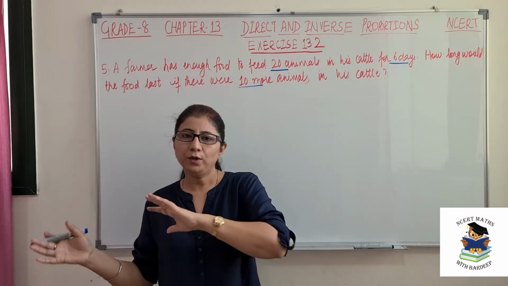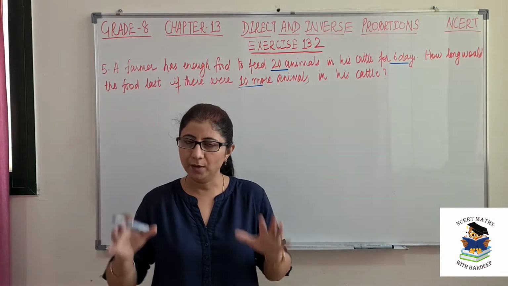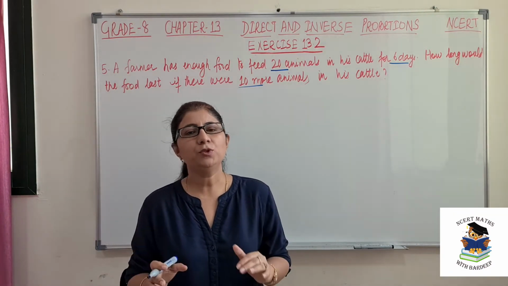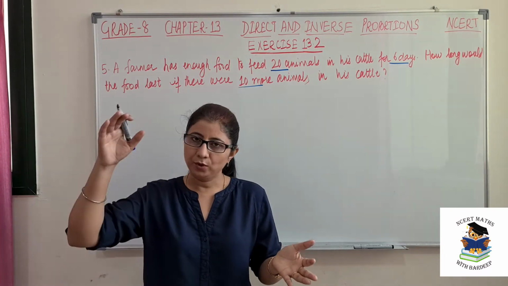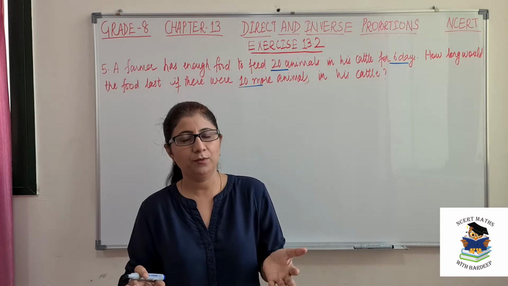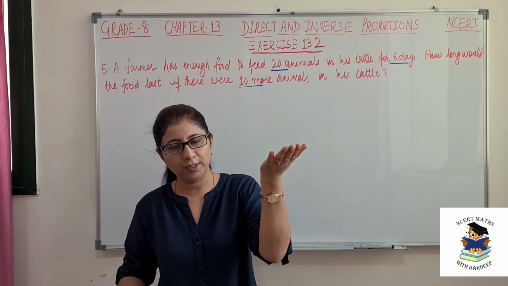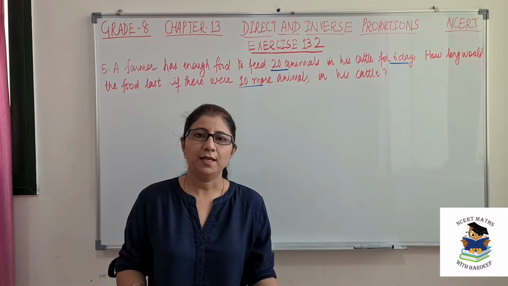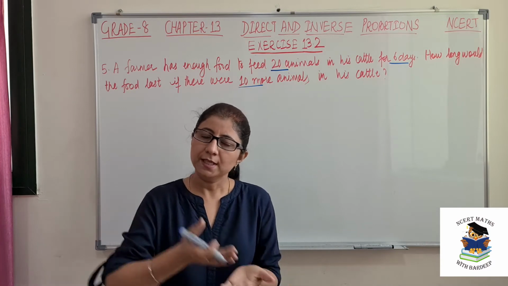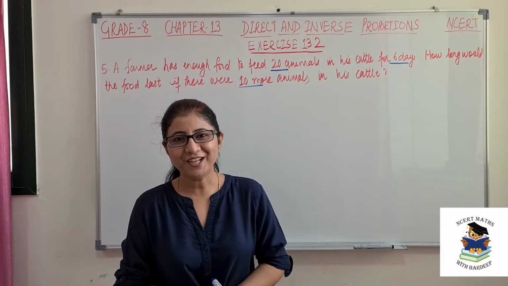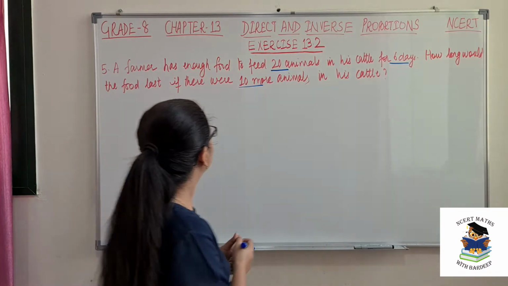Now if more animals join his cattle, the number of animals to be fed is increased. Since the food is the same, it will last for fewer days. So if animals are more, food will last for fewer days. If animals are fewer, then the same food will be enough for more days. Since they are going in opposite direction, this is again inverse proportion. So let's first make our table.